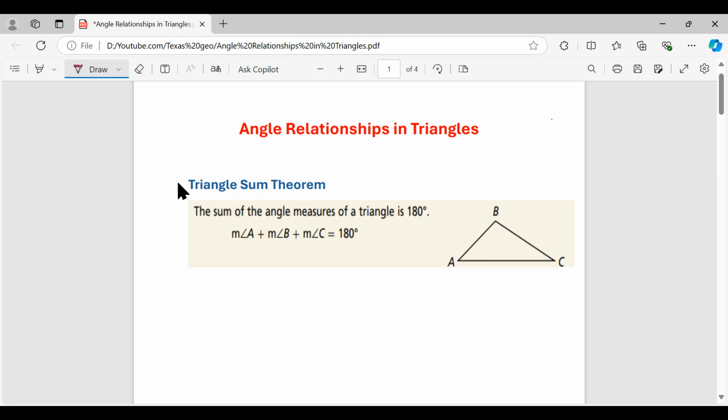The first one is triangle sum theorem, which means the sum of the angle measures of a triangle is 180 degree. So this is very important to remember that the sum of measure of internal angles of a triangle is always 180 degree. So if I add this angle with this angle and this angle, I will always get 180 degree. See, measure of angle A plus measure of angle B plus measure of angle C, this always gives 180 degree.